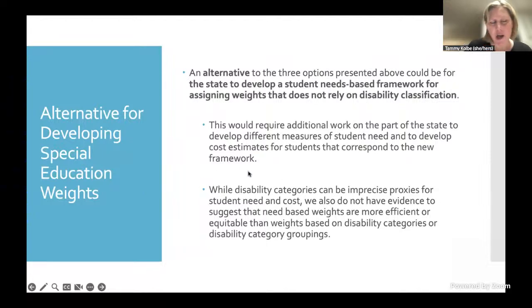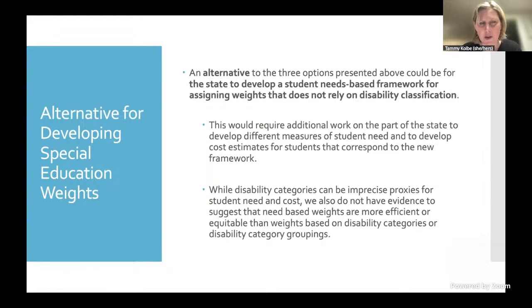Okay, so I talked about 3 options for developing weights using disability categories. There is a 4th option, and that would be for the state to develop a needs-based framework for assigning weights that does not rely on disability classification. There are some states who have done that. There's no standard approach, though. Some states tie it to the percentage of time a student spends in general education. However, under federal law, that creates an opportunity to run afoul of IDEA if it's not monitored carefully, because you cannot tie dollars to placement.